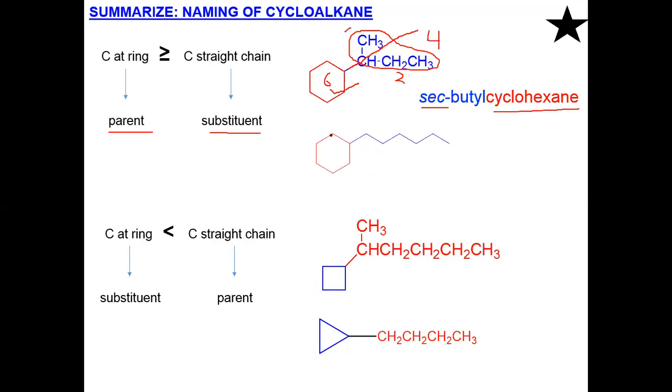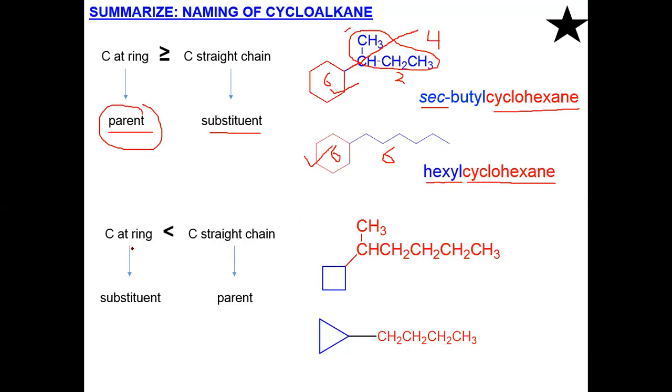Okay. So this one also has 6 carbon. 1, 2, 3, 4, 5, 6. Also 6. So 6 with 6, which will be the parent? So carbon at ring is more or the same. So this will still be the parent. So the parent will be named cyclohexane. The other one will get hexyl, like this as a substituent. This is the parent chain.